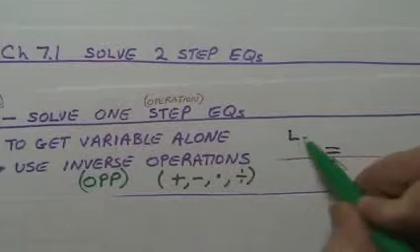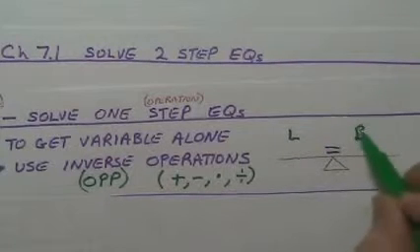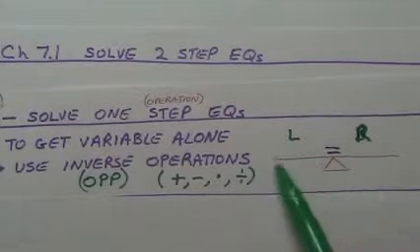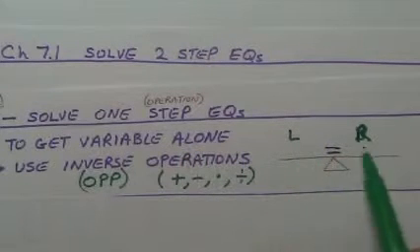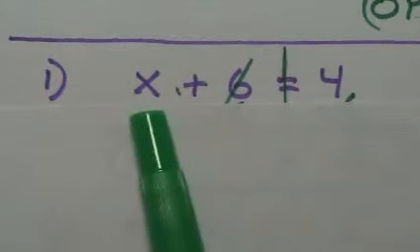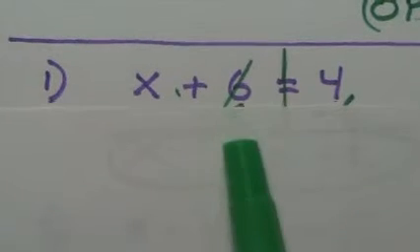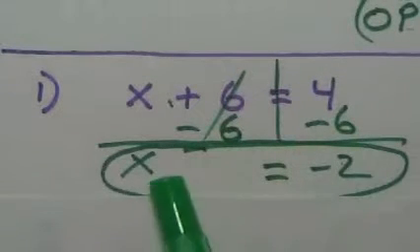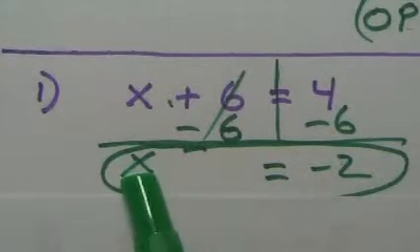Remember, you have a left side and a right side. And our goal is to get the letter alone, the variable alone, on either side, it doesn't matter. Here's one problem we had yesterday where it's plus 6. To get rid of plus 6, we subtract 6 on both sides, though. And that will get the variable by itself.